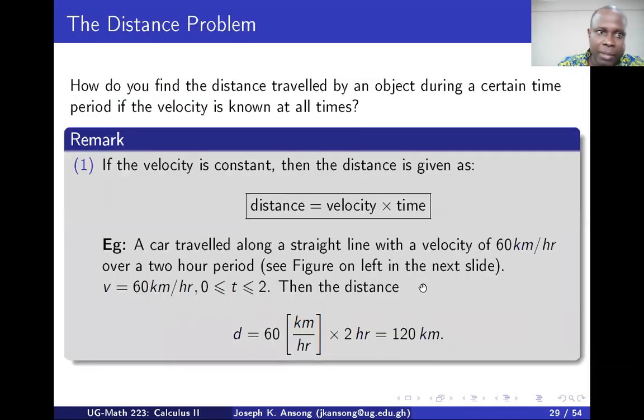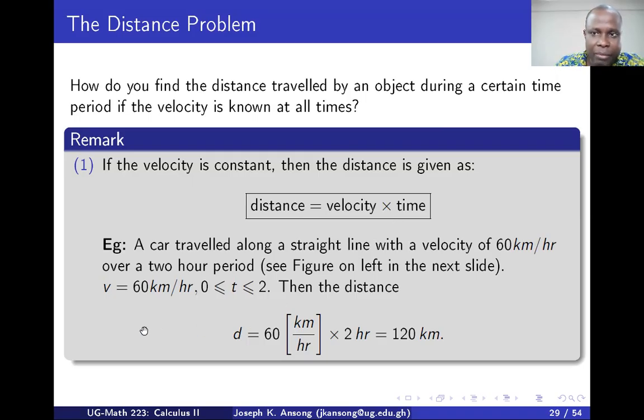Okay, so what is the distance problem? The question is, how do you find the distance that is traveled by an object during a specific time interval, if you know the velocity at all times? So from point A to B, an object is traveling, and we know the velocity of the object. Can we tell the distance that is traveled within this time interval? That is the point. Now, if the velocity is constant, then it's straightforward. The distance is given by velocity times time. Or, the well-known formula is that velocity is distance over time. So if you multiply by time, you get this formula.